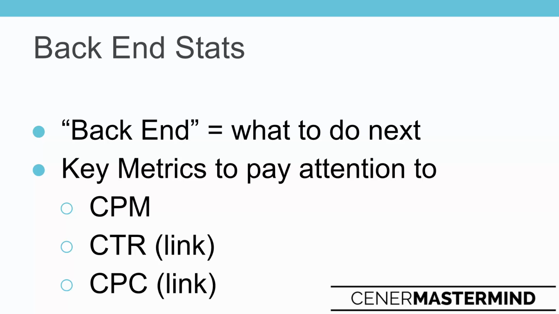There are 3 key metrics that you need to pay attention to. CPM, which is your cost per 1,000 impressions. It means cost per mille, a Latin word for 1,000. Cost per 1,000 impressions. Basically, what does it cost you? What is Facebook charging you to show it to 1,000 people?